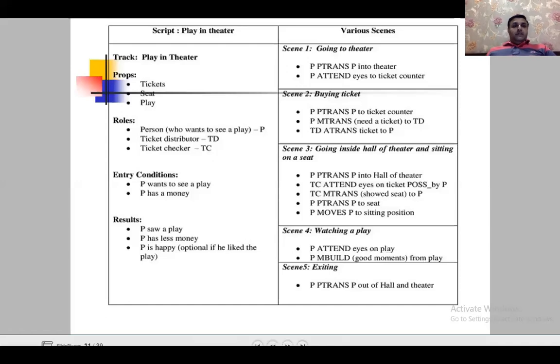Okay, ticket distributor. He communicates with him about how many tickets are needed. So that sort of communication will be there. TD is the ticket distributor and TC is the ticket checker.